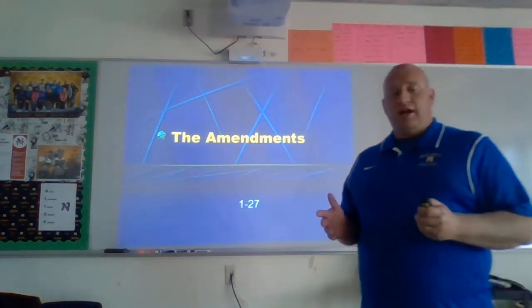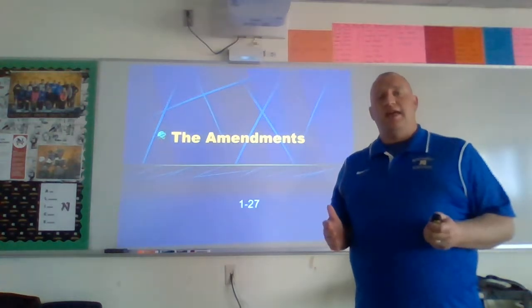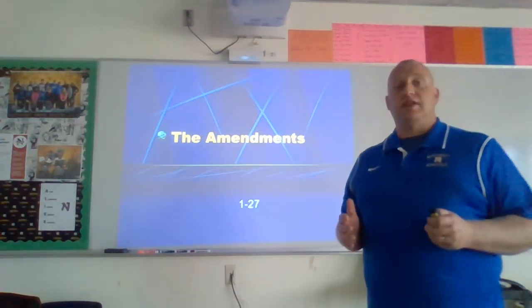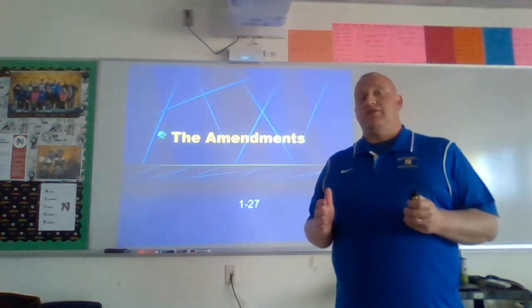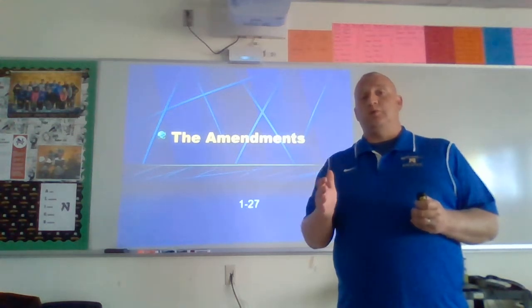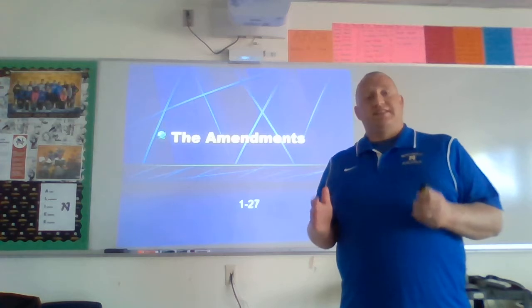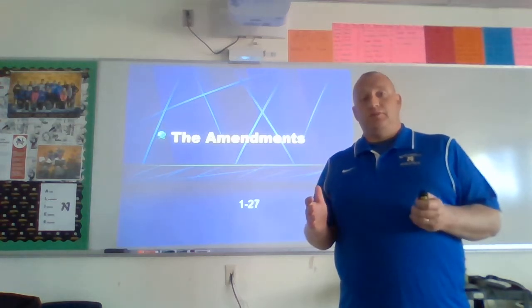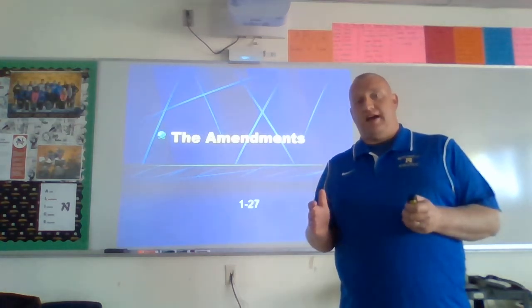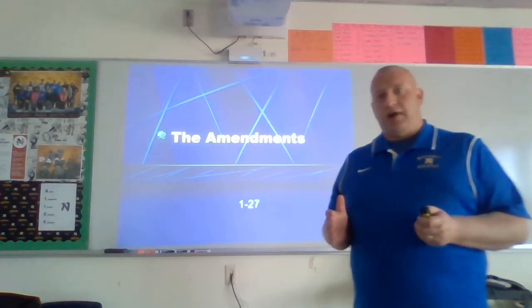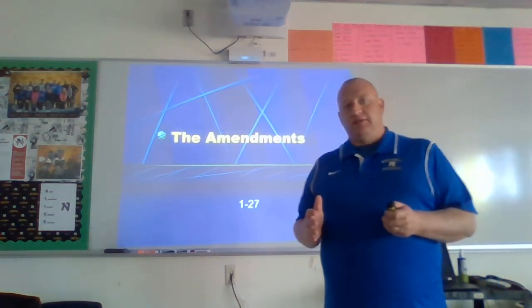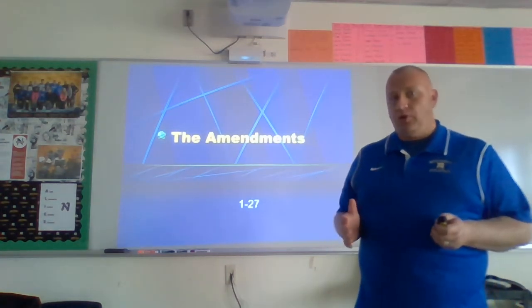Starting off with the Bill of Rights. Now, the Bill of Rights are the first 10 amendments to the United States Constitution. They came along right at the beginning of our constitutional republic. So as soon as we ratified the Constitution and it became the law of the land, by 1789, when all 13 of the original states had ratified the document, they realized that there were some problems. They realized that the Anti-Federalists had made some pretty decent points.